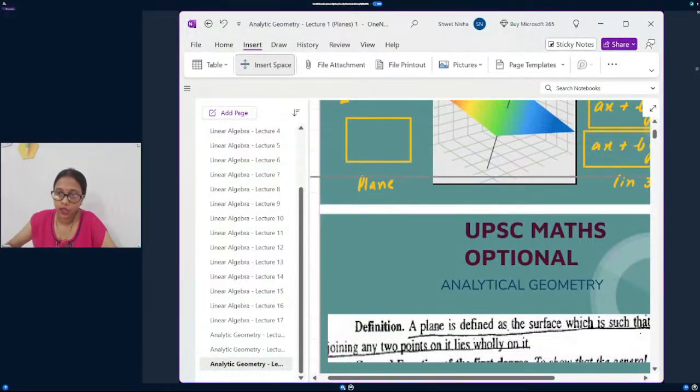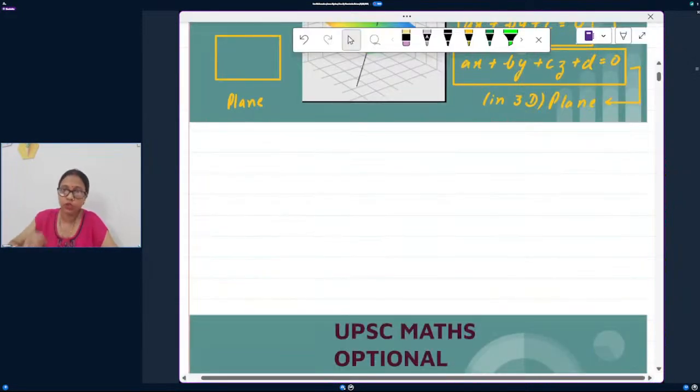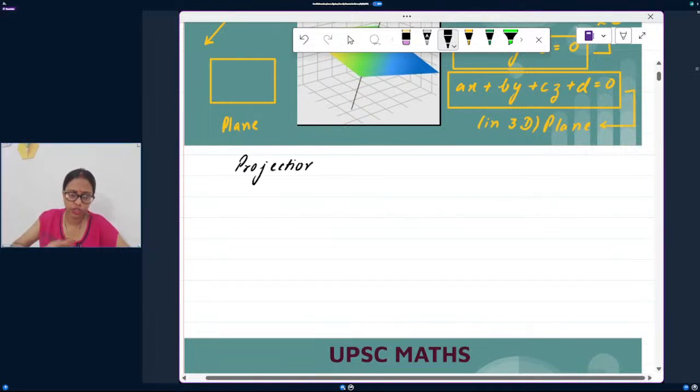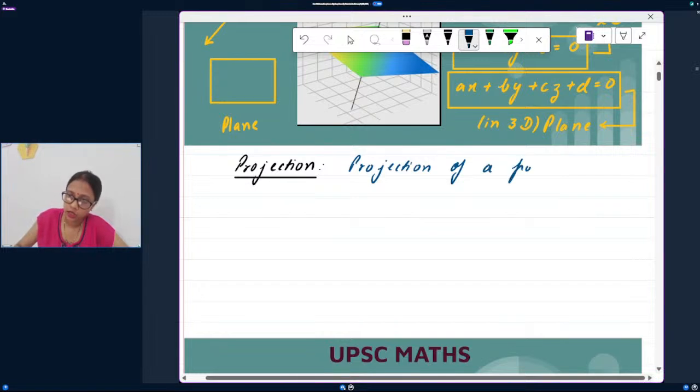Now, one more thing. We haven't done projection over here. So let me just define once what is projection. You can try questions of projection also from the second chapter. That's easy. I'm already defining it. Projection. Projection we can find of a point on a line. How can I find projection of a point on a line?